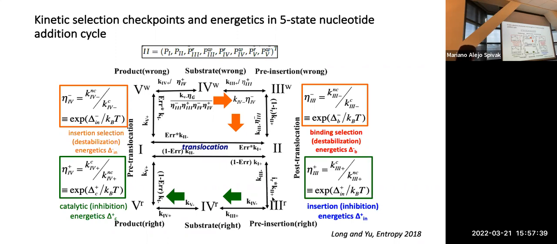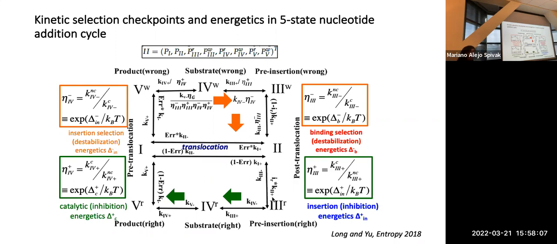So this is one cycle. For the wrong nucleotide, you also have a cycle here. For the wrong nucleotide, is the backward transition usually faster, and for the correct cognate one, it's usually the forward rate that happens faster. So at each step you can define some kind of selection energetic. It depends on the difference of either the backward rate or the forward rate.